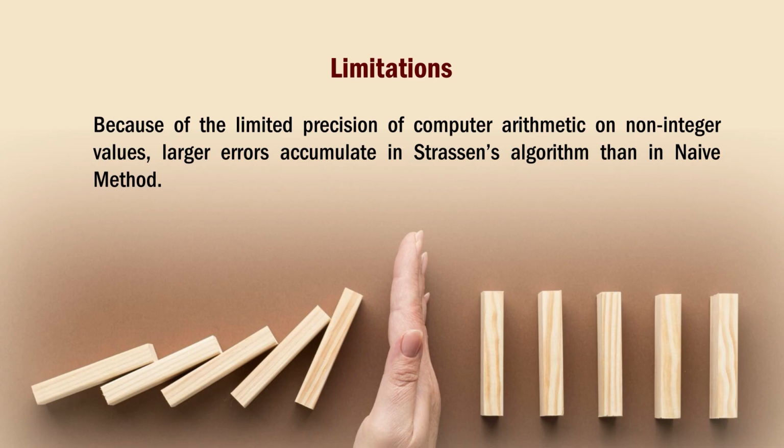Because of the limited precision of computer arithmetic on non-integer values, larger errors accumulate in the Strassen algorithm than in the naive method. So that's why the Strassen method is not very useful, because remembering all these things, P1 to P7, is not easy. So in general we have to use the naive method of matrix multiplication.